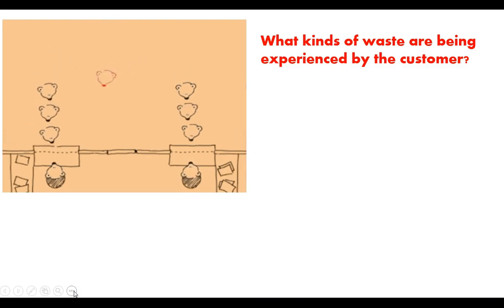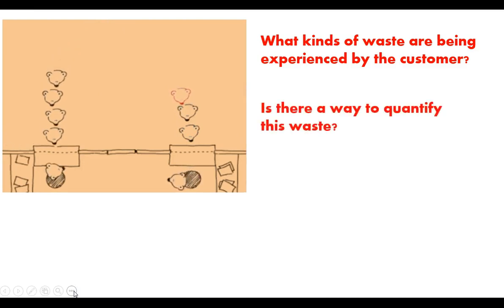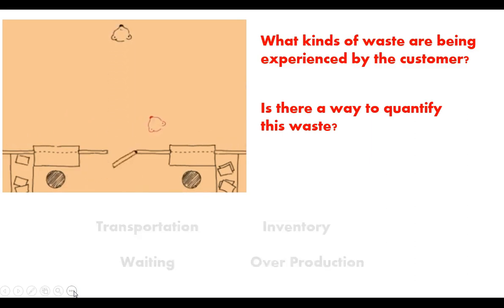Now in Lean, we went over 7 types of muda, 7 types of waste that are actually being addressed when you apply Lean tools. And is there any way that you can quantify this waste? Again, remember, Lean Six Sigma is data driven. So how can we come up with a way to quantify this data so that we can actually put it to some use when we come up with a solution to it?